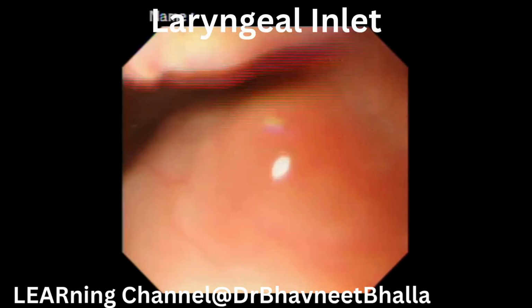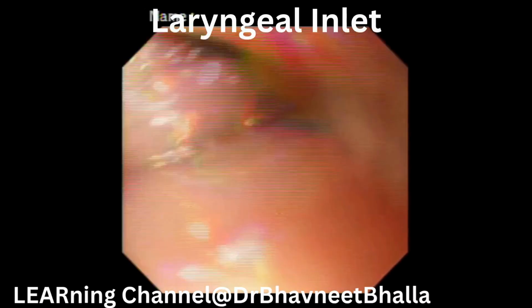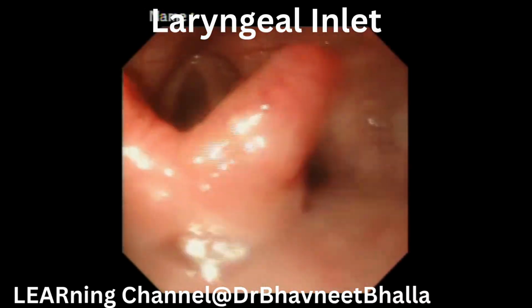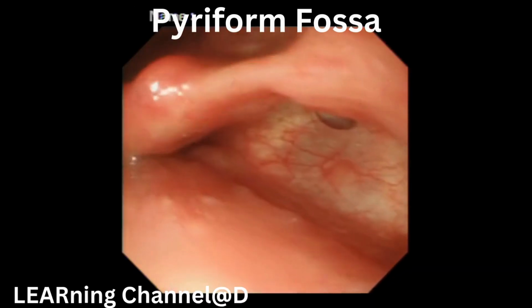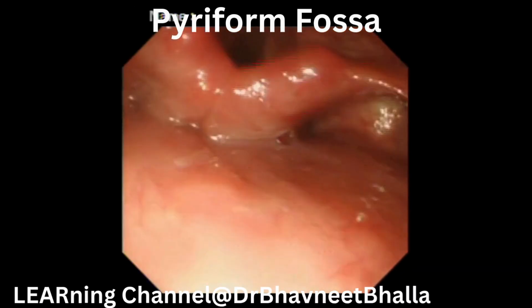Now angulate the scope downwards and go below the epiglottis to see the laryngeal inlet. Right and left piriform fossa can be seen on either side of the larynx.